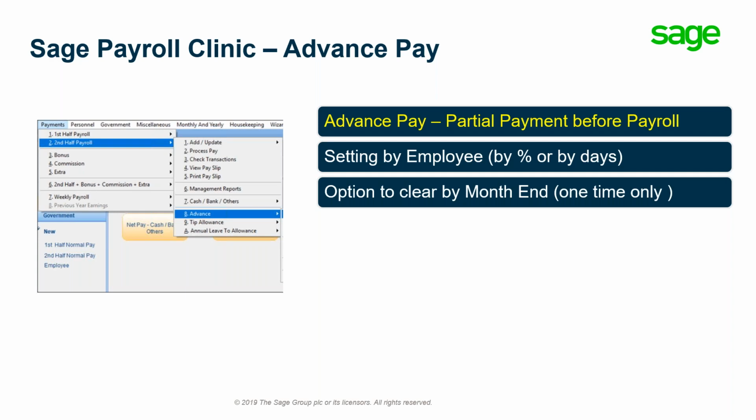There's an option to clear by end of the month. That means you can set it one time and say, hey, this is one time only, and next month I want it cleared back to normal. You can do so. But if you don't clear, it means every month an advance pay is given to the person.